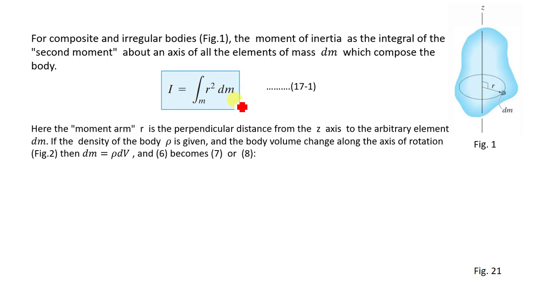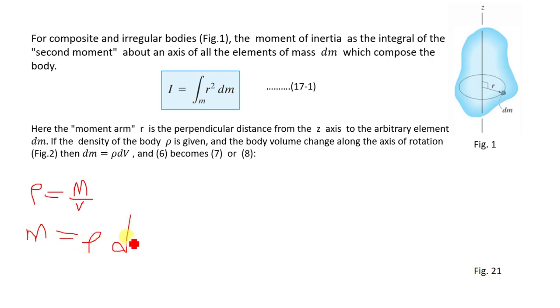If the density of the body rho is given, and the body volume changes along the axis of rotation, then dm is equal to rho dv. So we know that density is given by mass over volume, which can also be written as mass is equal to rho dv.